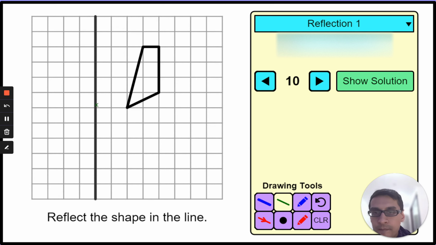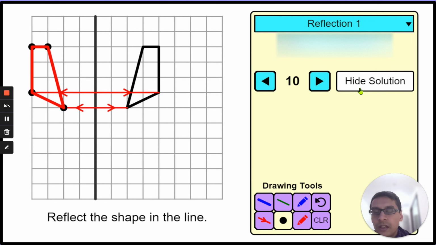Okay, question 10. We've got 2 units perpendicular to the mirror line. So we're going to go 2 units in the opposite direction. That's our first vertex. And here we've got 3 units to the right, so you're going to do 3 units to the left. But we've also got 4 units to the right, so you're going to go 4 units to the left. And then we've got this vertex here, which is also 4 units. You're going to go 4 units across here. And then connect the lines up with a pencil and you've got your answer.